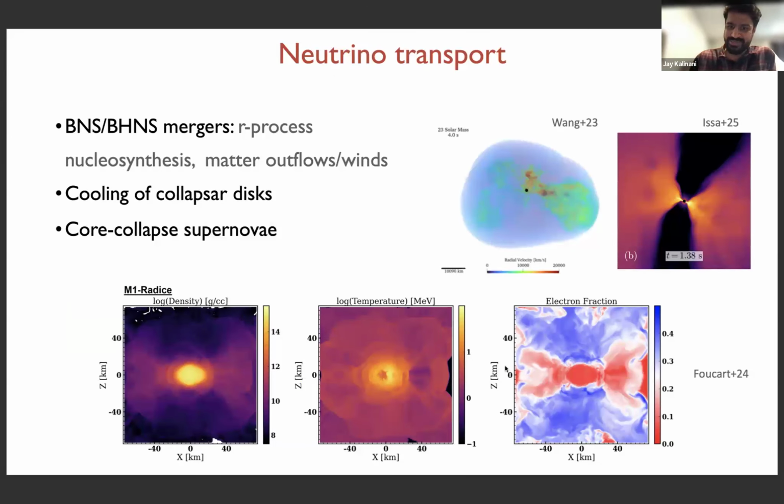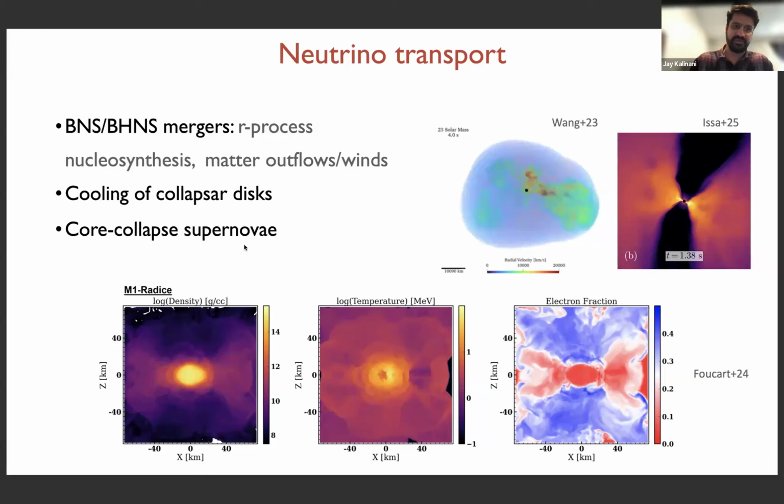That was all about GRMHD. I would quickly, in a couple of minutes, talk a little bit about neutrino transport. I think there are already a couple of talks, maybe tomorrow, that will go into much more detail. But again, why do we care about neutrinos? We want to, for example, understand r-process nucleosynthesis in systems such as binary neutron star and black hole neutron star mergers, and see what these outflows look like and how the Ye distribution looks, so that we can understand the composition in such events.